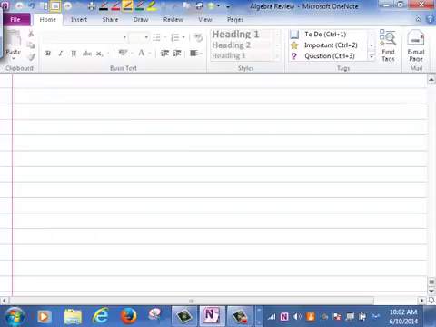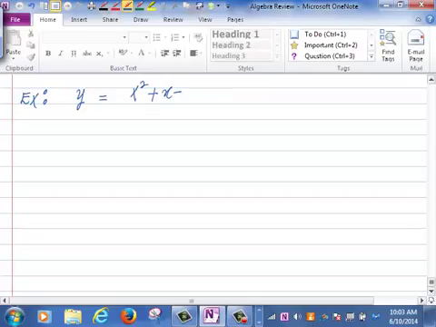Here's another example. Let's say I have the function y, and it is x squared plus x minus 6 divided by x cubed plus 6. Okay, x squared plus x minus 6 over x cubed plus 6. And so what would be y prime? What can I use? Which rule should I use? We should be using the quotient rule.